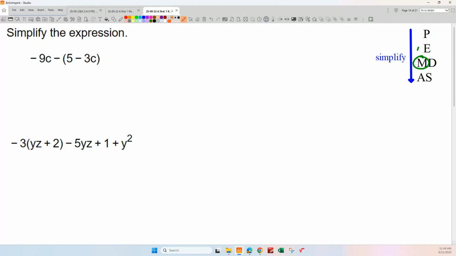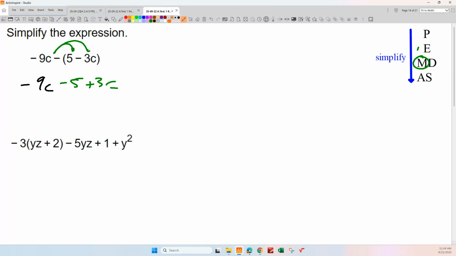What am I distributing this time? Negative 1. Good, and we can think about that as even just distributing the negative. So what's that give me? If I distribute the negative to the 5, I get negative 5 plus 3c, and then out in front I've got a negative 9c.